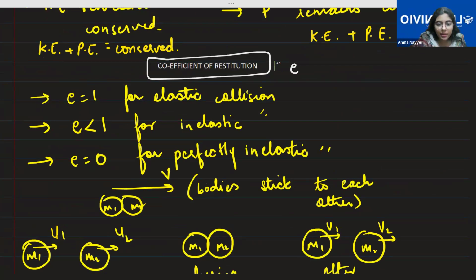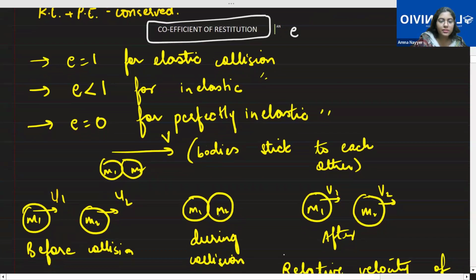Now is this clear, Mariam and Nabila? Properly? Yes, miss. Anidhi? Yeah, miss. Okay. Please write it, then we'll derive it for elastic collision.